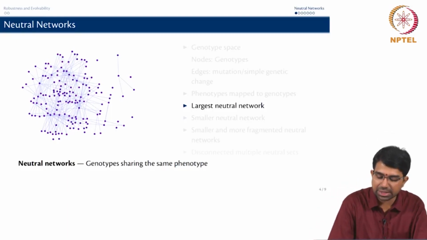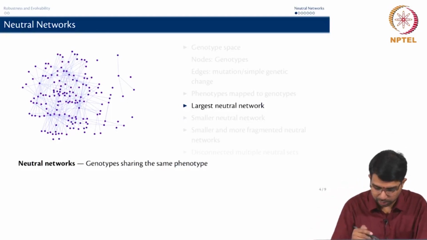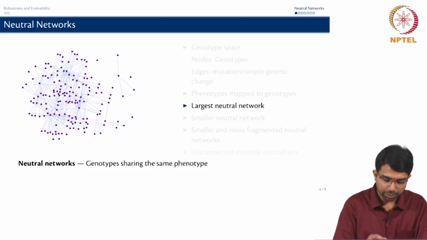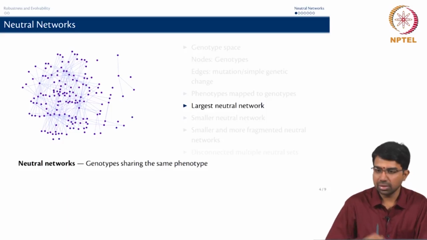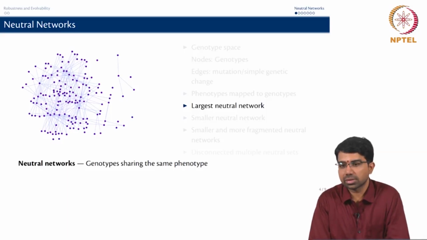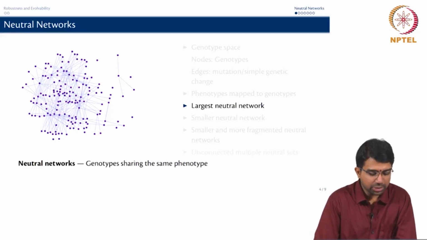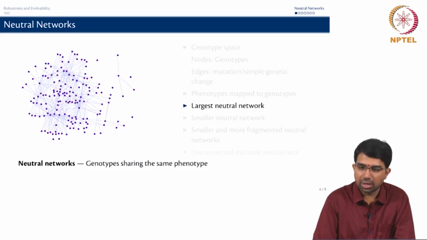It is technically a set, not a network, because you have certain nodes that are disconnected and so on, but you can see that this is a network. What does this network mean for us? What is a node again? It is a genotype.